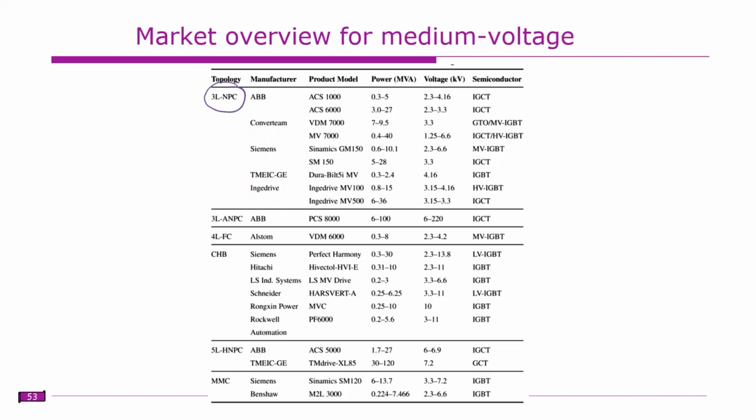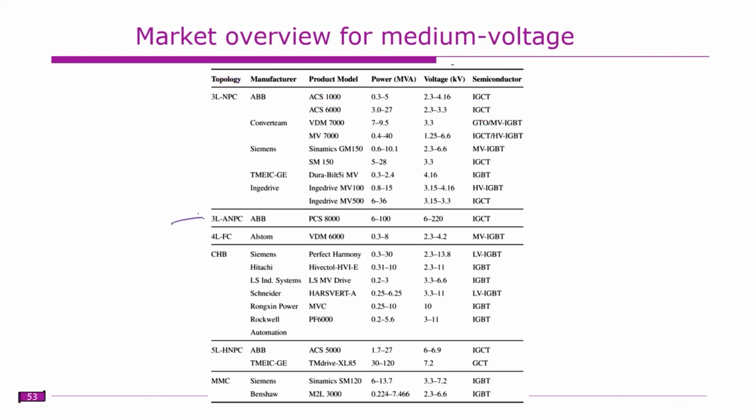Every manufacturer comes with some product name. This is ACS 1000, this is ACS 6000. This is one of the popular power converters, the ACS 6000. Almost 50% of the industries prefer this ACS 6000 drive. We have these voltage and current ratings. The semiconductor switch used is the IGCT. And these are the different manufacturers producing the 3-level neutral point clamped converter, and the switch technology they are using.